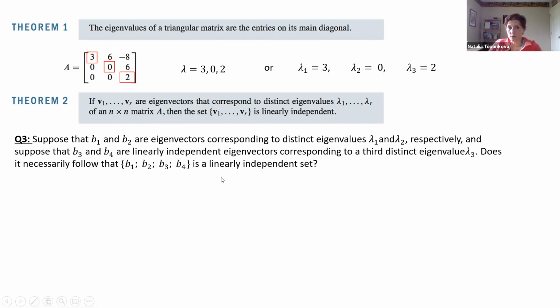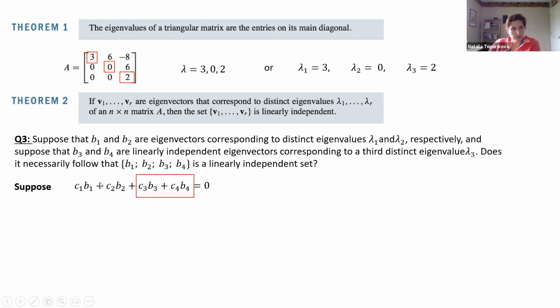So does the set formed by the vectors b1, b2, b3, and b4 actually be linearly independent? Really not a straightforward question. So let's start from the definition of linear independence. When a linear combination of our vectors b equals 0, if these vectors b are linearly independent, then all the weights c1, c2, c3, c4 should be equal to 0. So let's start with this identity and see if the weights are 0 or not.